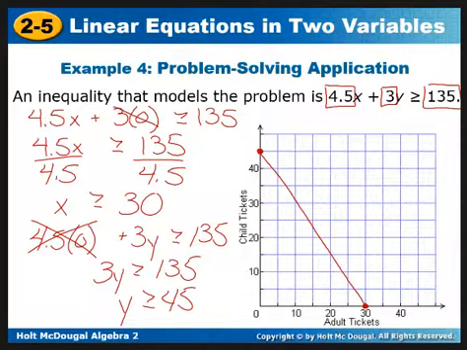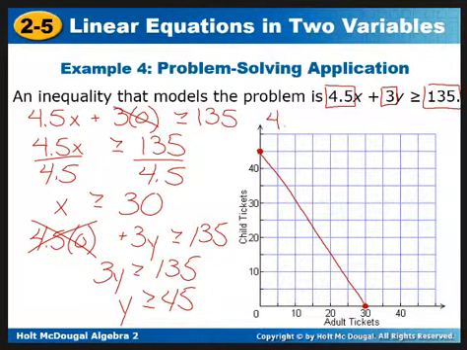Okay, now you'll notice how we only have the positive x and y coordinates, or the first quadrant up here, because when we're talking about sales, it wouldn't make any sense to have a negative number of tickets or a negative dollar amount. Okay, and remember from before, the question asked how many adult tickets would have to be sold to break even or get to that 135 if you sold 25 student tickets.